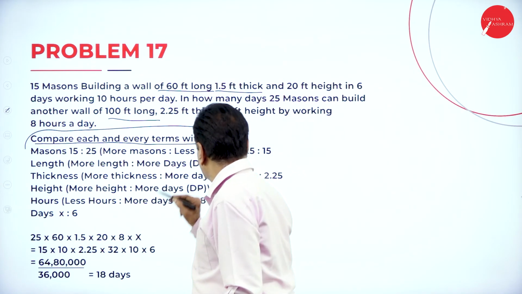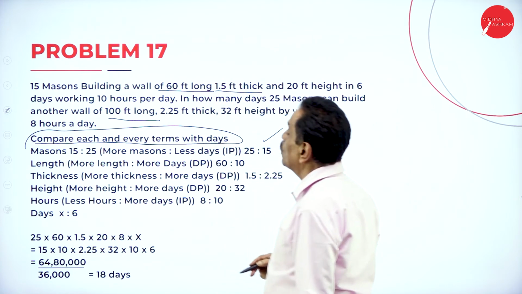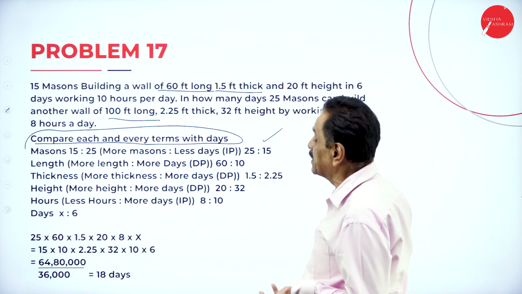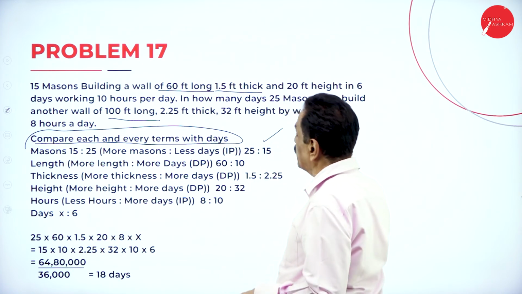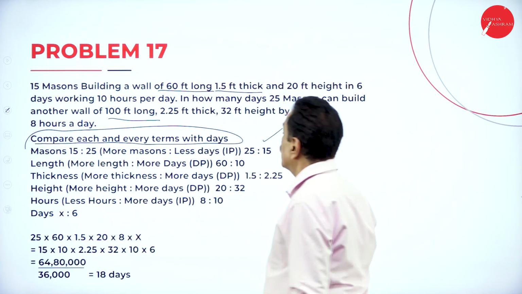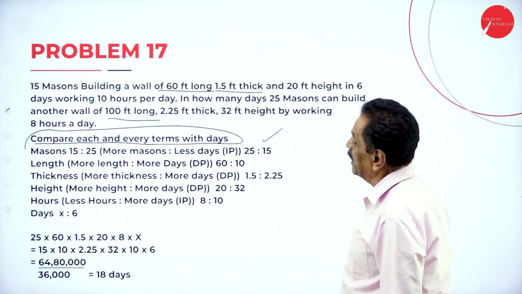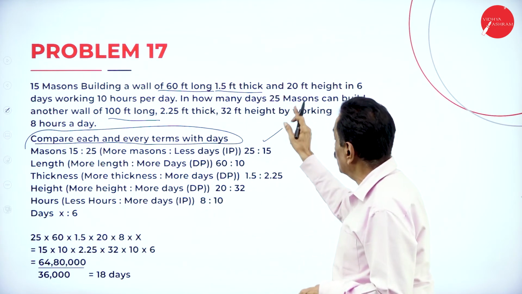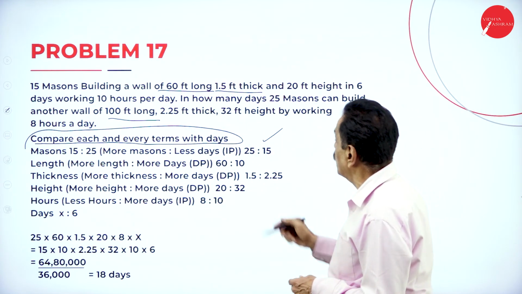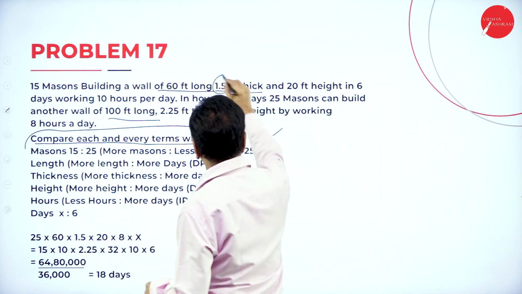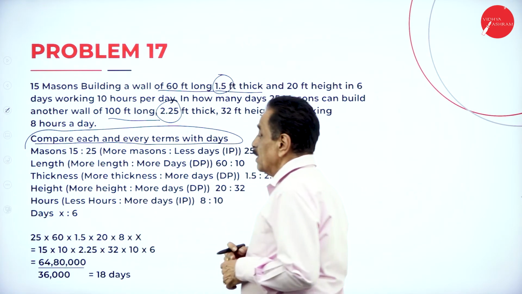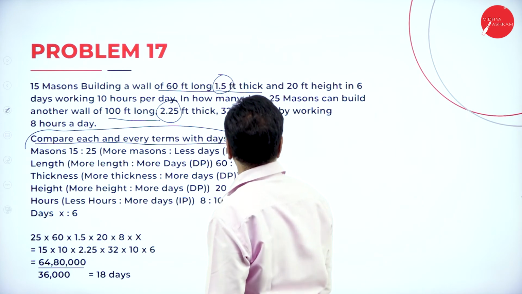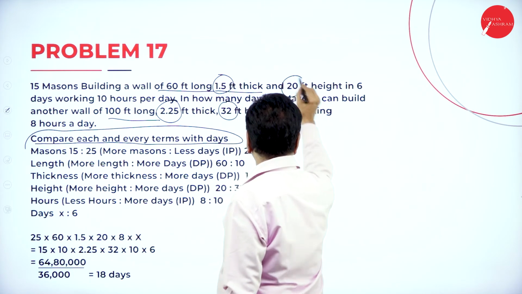More masons, less days: inversely proportional, so 25 is to 15. Length: more length, more days, directly proportional, 60 is to 100. Thickness: more thickness, more days, directly proportional, 1.5 is to 2.25. Height: more height, more days, directly proportional, 20 is to 32.